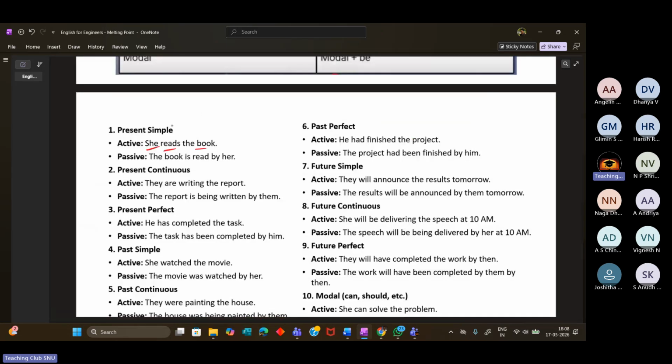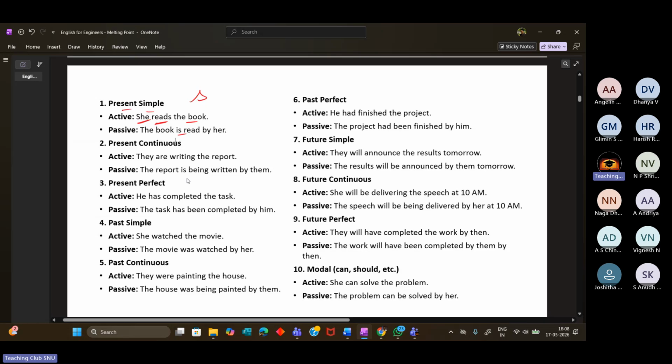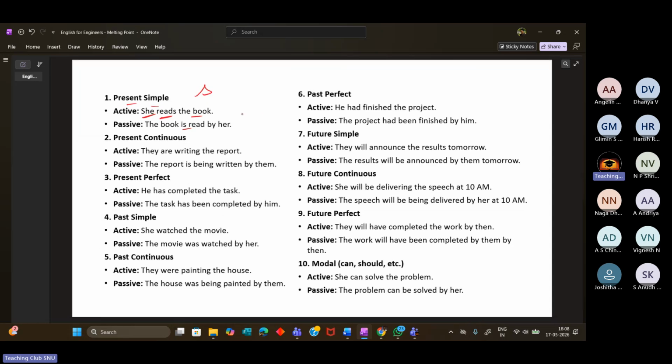If we discuss the first example, it is a present simple active sentence, right? Obviously, reads, anything with an s, becomes simple present. So when there is a present simple in active voice, in passive voice we add an is before that. That is as far as present simple is concerned, and after that, present continuous. We add is being or are being, as in written by them.